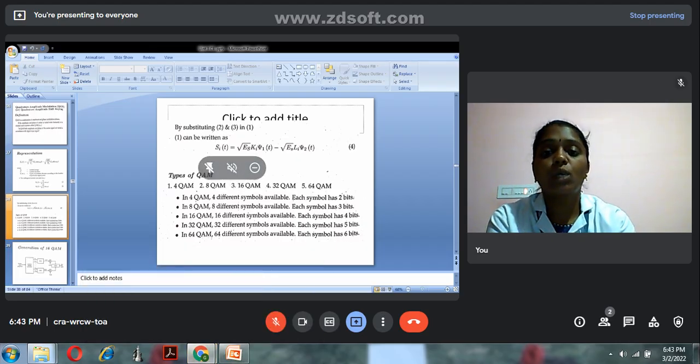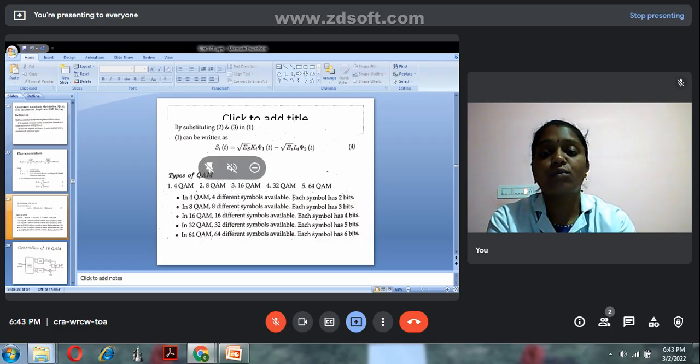By substituting equation number 2 and 3 in equation number 1. So equation number 1, that is Si of t is equal to root of Es into Ki psi 1 of t minus root of Es Li into psi 2 of t. We can substitute equation number 2 and 3 into equation 1, and we get equation number 4.